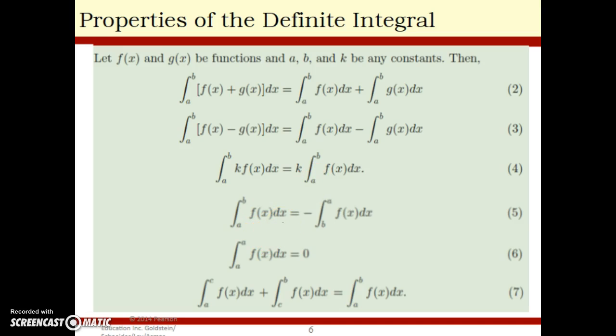The main thing that you want to see is this property. Basically, if you have an integral from a to c added to an integral from c to b, you can add those two integrals together to get an integral from a to b. And it's demonstrated a little bit better, I think, when you actually work through a problem.